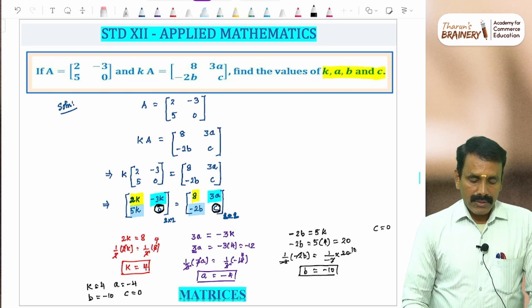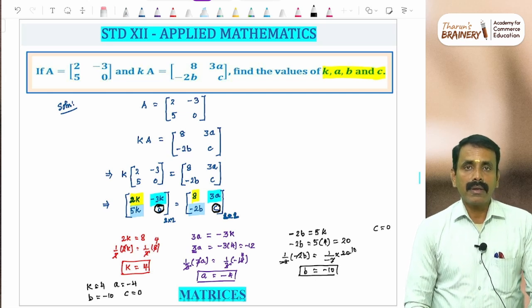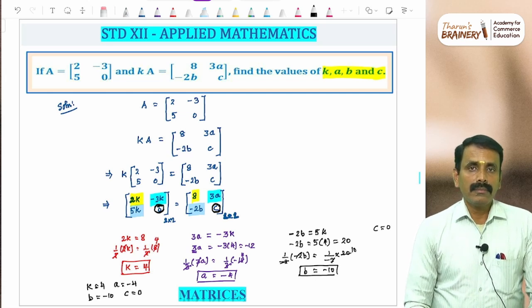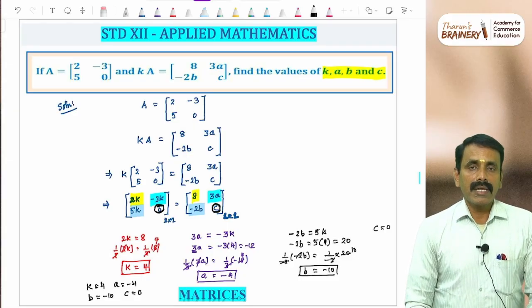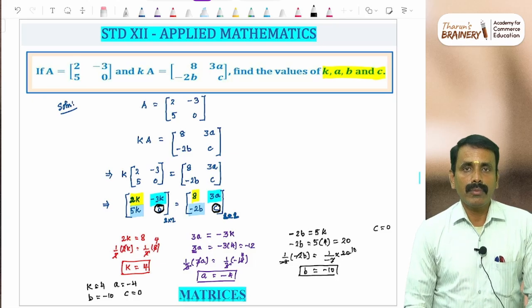Okay. So, in this session, in this part, we found that we are able to add, subtract and find the scalar multiplication of matrices.